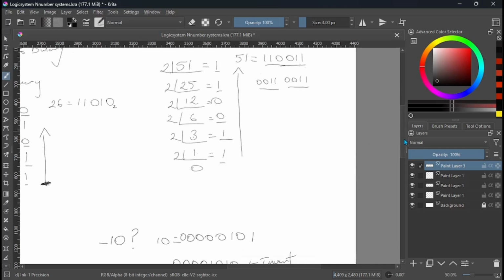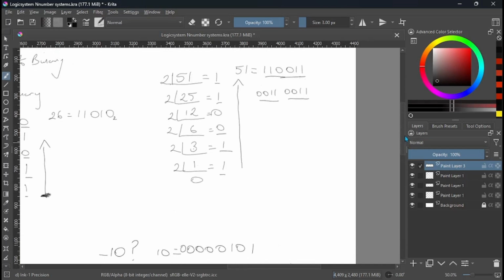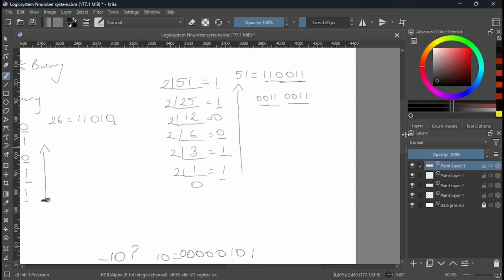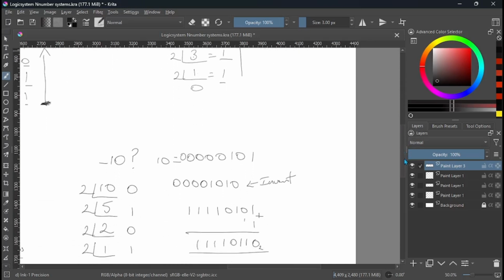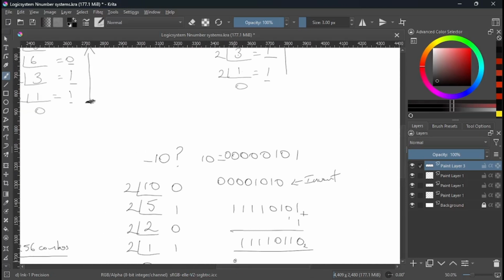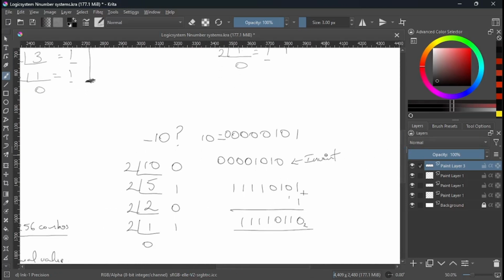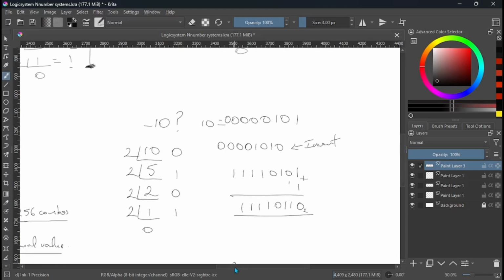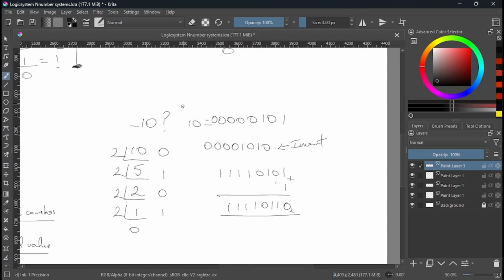But what if we wanted to do negative 51? Well, I did an example with negative 10 here. So let's go and do negative 10. It will be a couple more steps. But first we take the negative 10 and we basically convert it to positive 10, and we find the binary like normal.